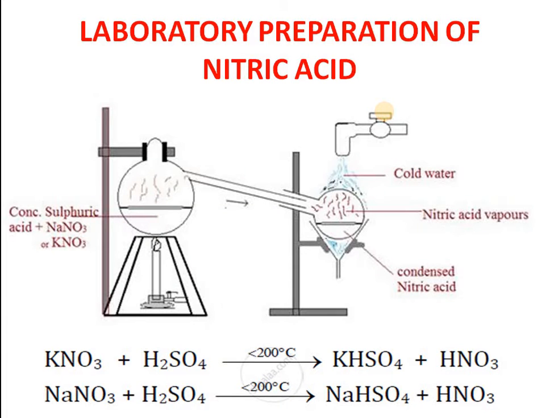Okay. So now lab preparation of nitric acid. We are taking here in the round bottom flask concentrated sulfuric acid along with sodium nitrate or potassium nitrate. We can take one of those nitrate salts and treat it with concentrated sulfuric acid, which on decomposition at a temperature less than 200 degrees Celsius gives us the corresponding bisulfate, sodium bisulfate or potassium bisulfate, along with nitric acid vapors. These nitric acid vapors, when cooled, get condensed and we get the nitric acid in the lab.